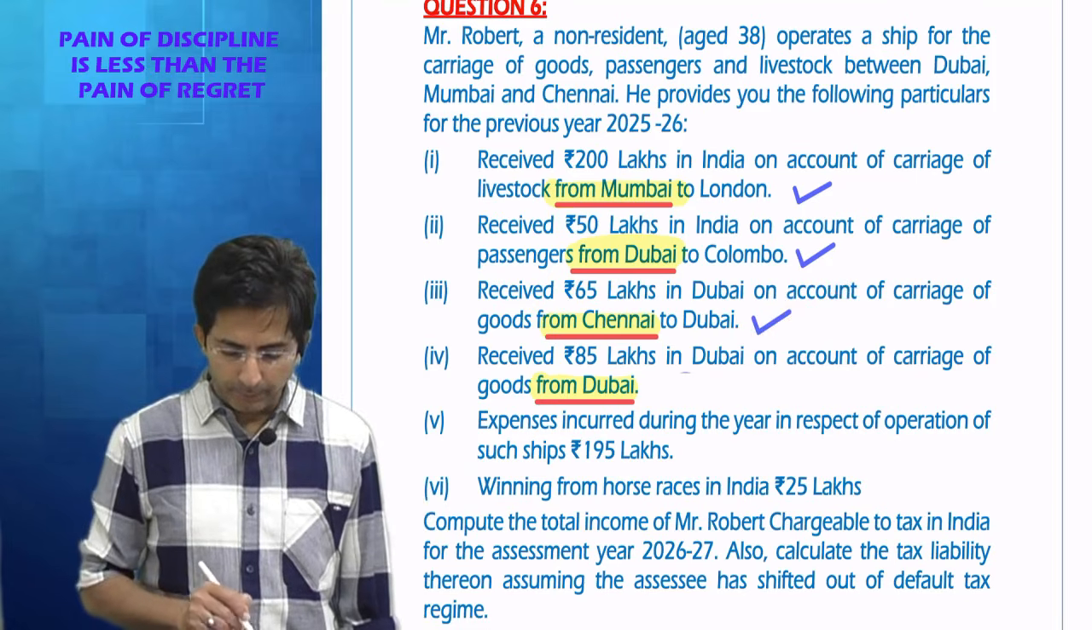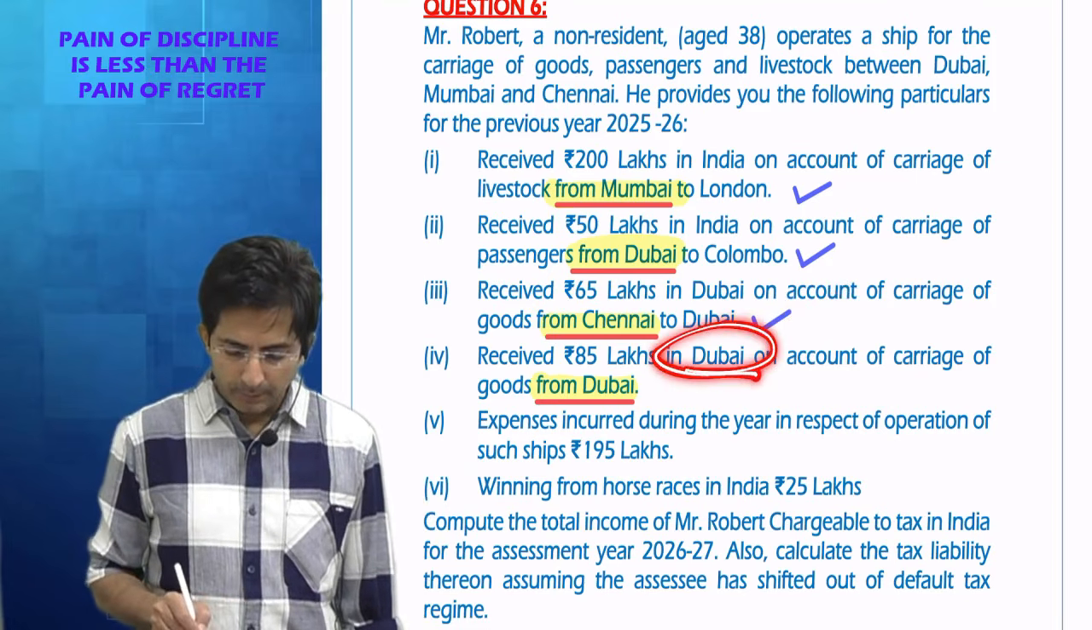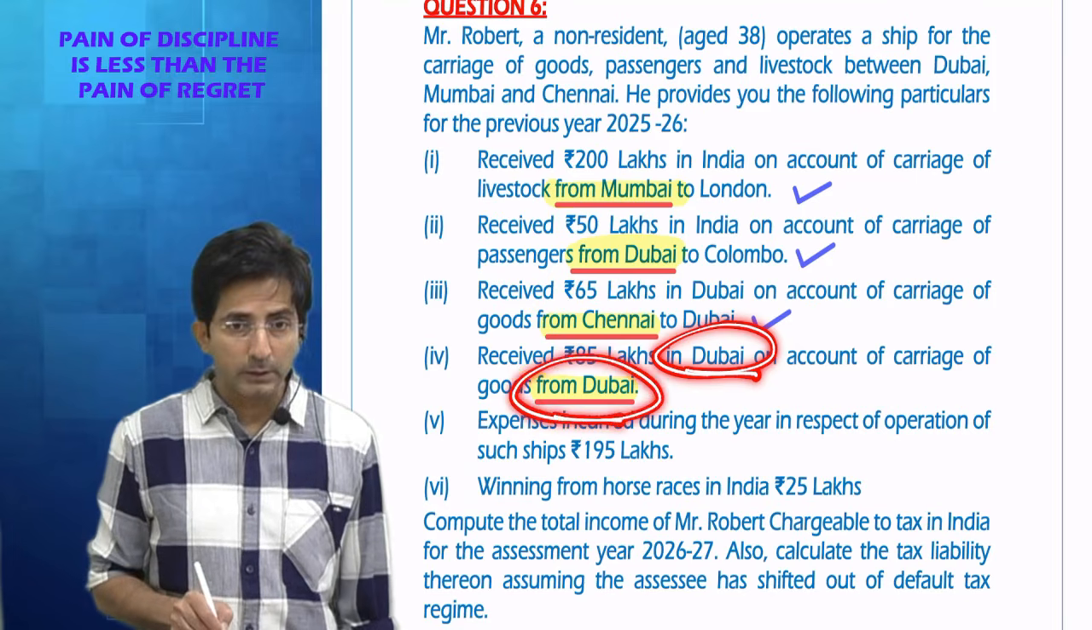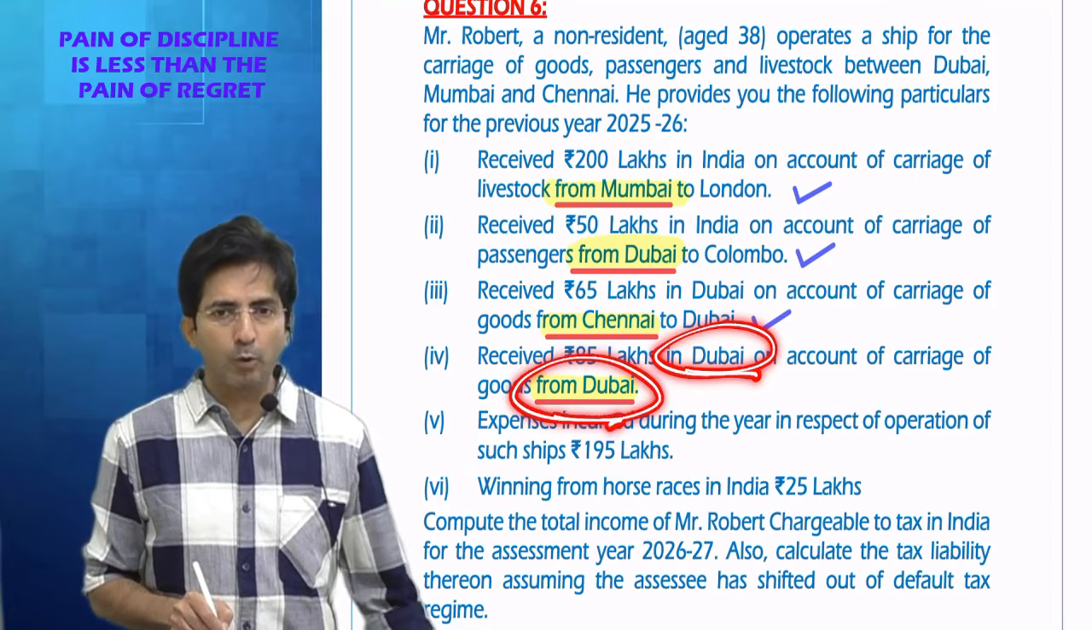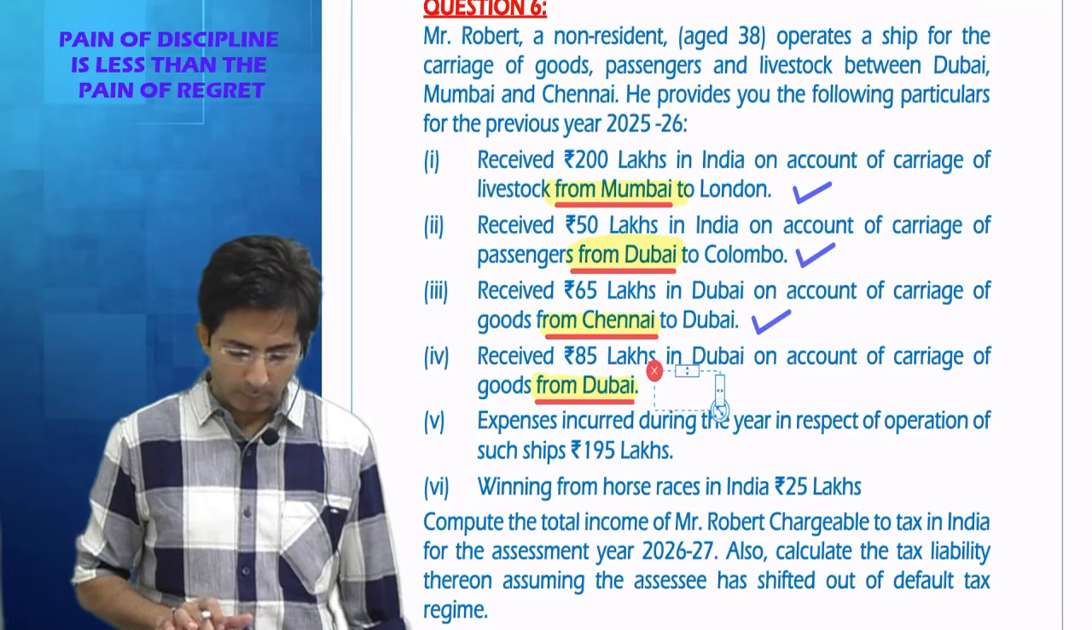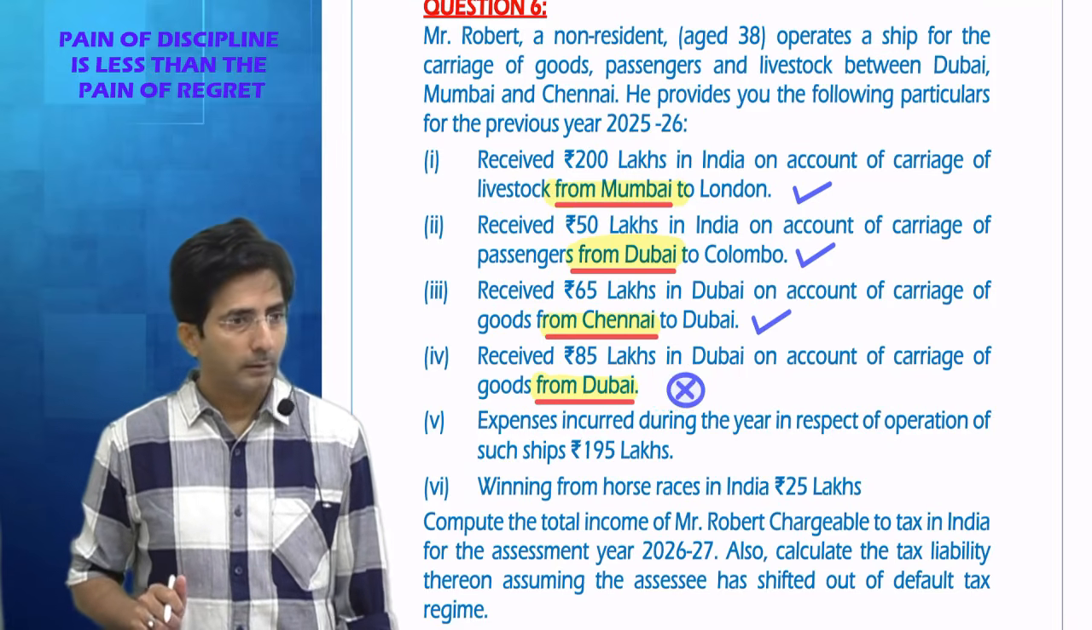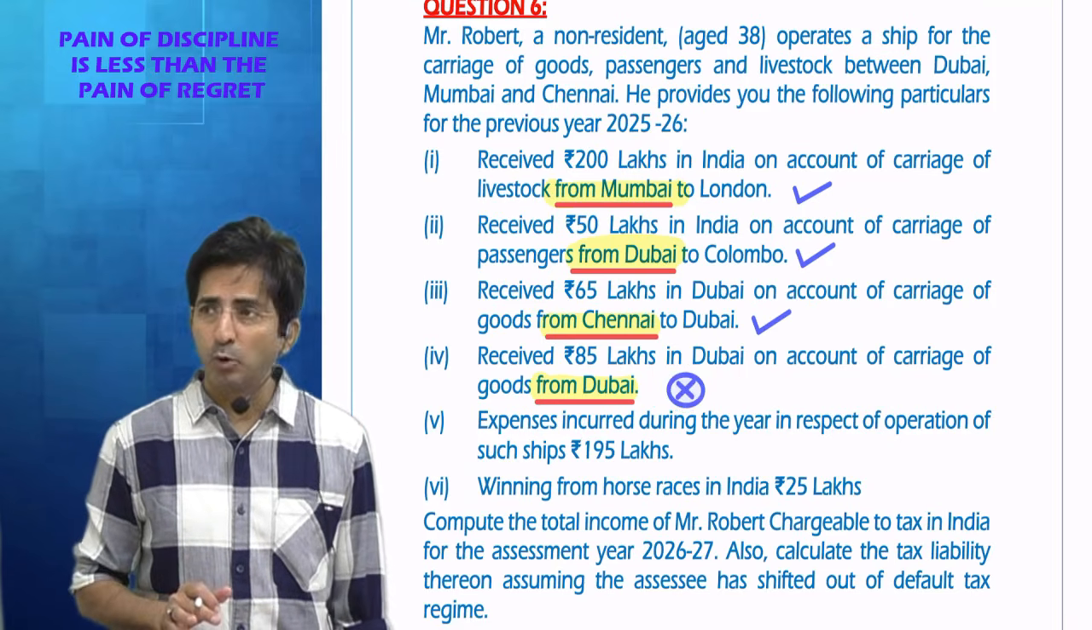But see, fourth point, received in Dubai, accrued also in Dubai, because here the ship is starting from Dubai. So received also Dubai, accrued also Dubai. So this you will not count. Cross mark. Because here accrual and receiving both are happening outside.